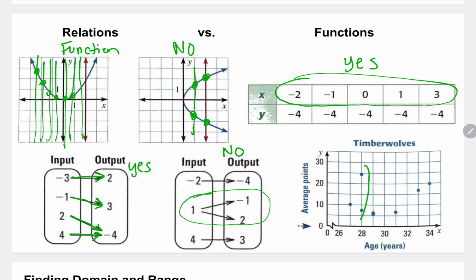And then when we're looking at a discrete graph like this one, we can look at this and see that it would not pass the vertical line test right here, and possibly right here too. It looks like if you're 28 years old, there are 2 different options for your outputs, and every input can only have one output, so that would not be a function.